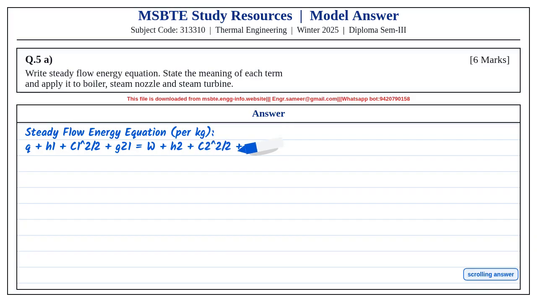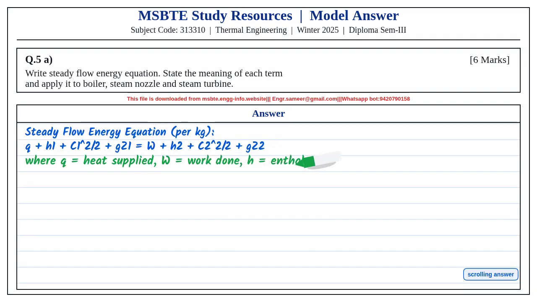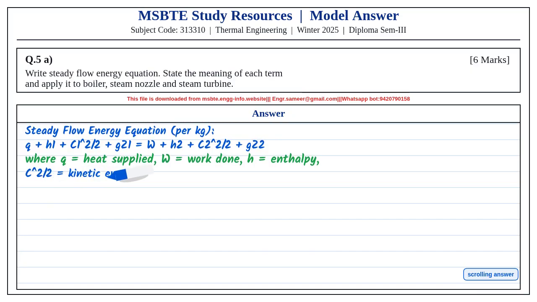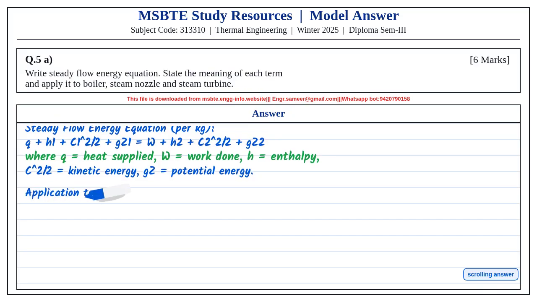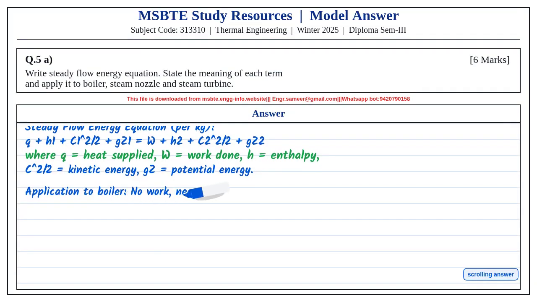Here Q is heat supplied, W is work done, H is enthalpy, C²/2 is kinetic energy and gZ is potential energy. For boiler, no work is done and kinetic and potential energy changes are negligible. Therefore Q = H2 - H1.